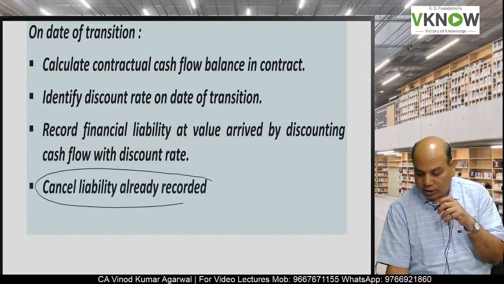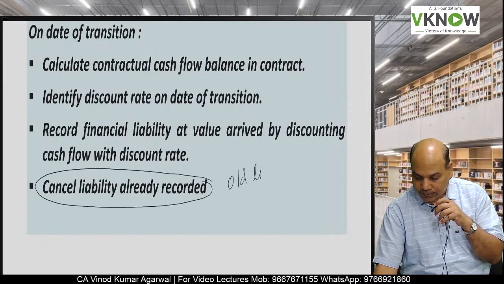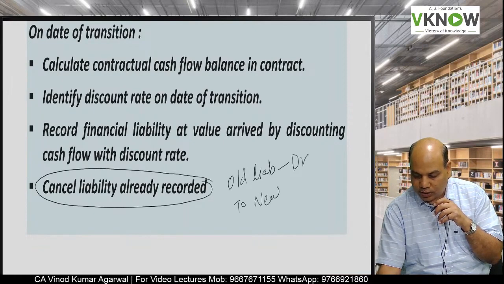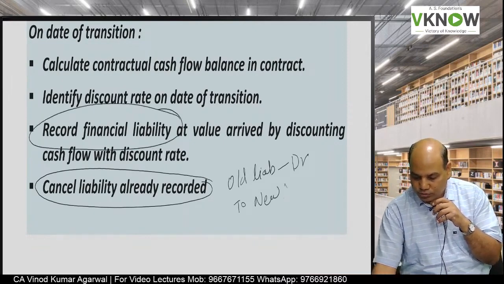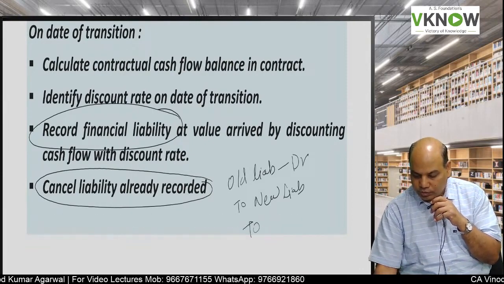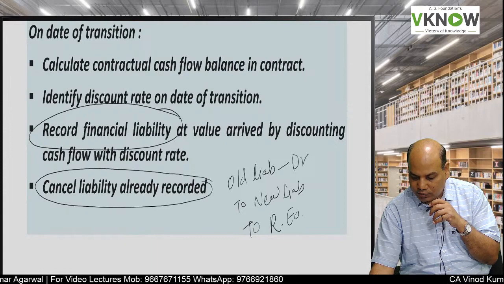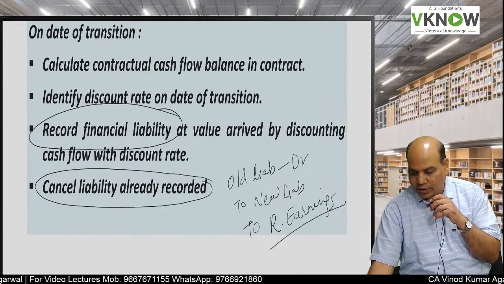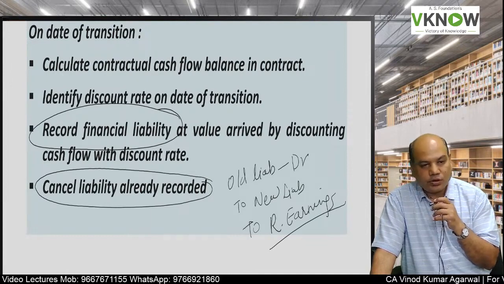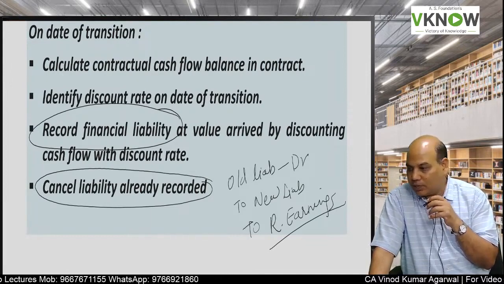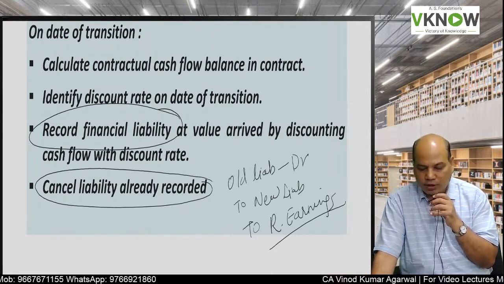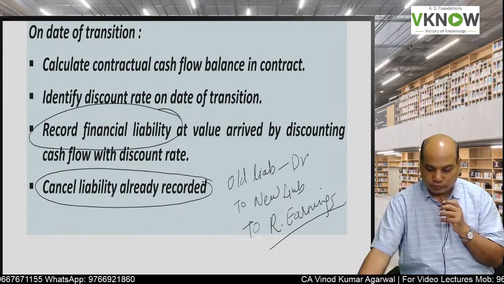So old liability will be cancelled. Old liability debit to new liability as per IND AS 32 will be recorded, and if there is any difference between the two, then it will be adjusted in retained earning. So this is the treatment on the date of transition, that is when the entity applies IND AS for the first time, what will you do with the compound financial instrument.